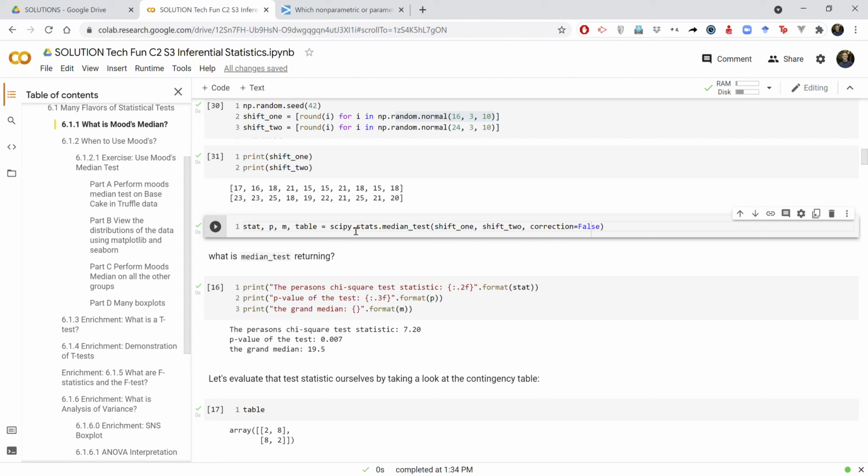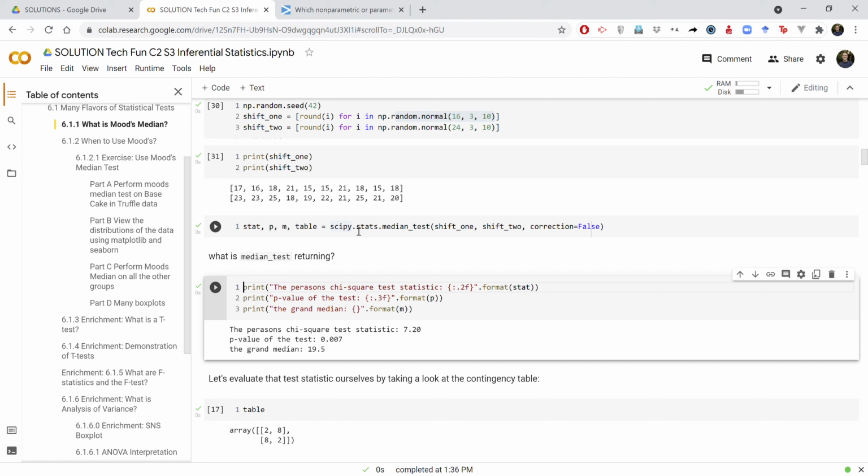I'm going to use SciPy to do this. Within SciPy, in the stats module, we have this test called median test. This is the Mood's median test. I just feed it my shift 1 and my shift 2 data, and it will return the contingency table, the grand median, the p-value, and the test statistic, the chi-squared test statistic. All right, I'm going to run this.